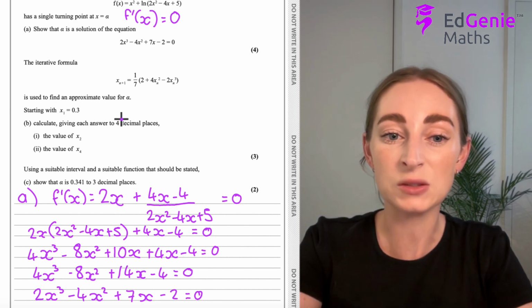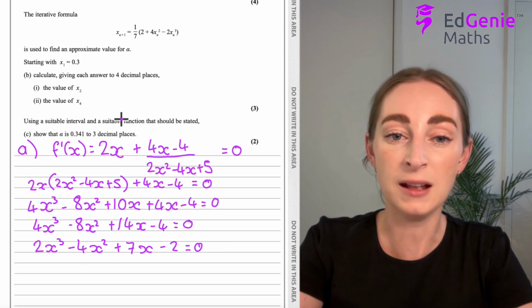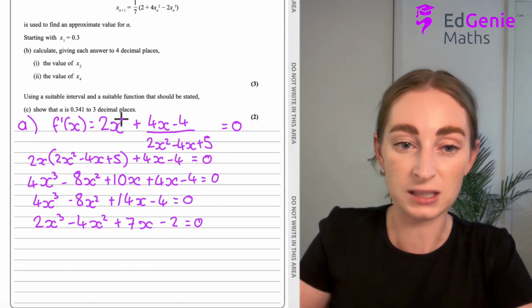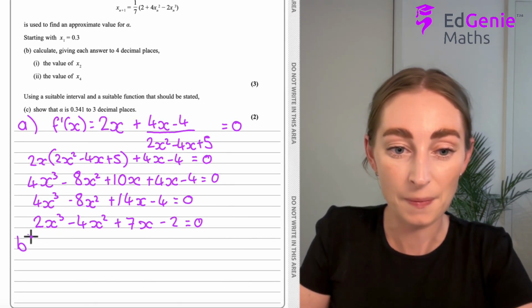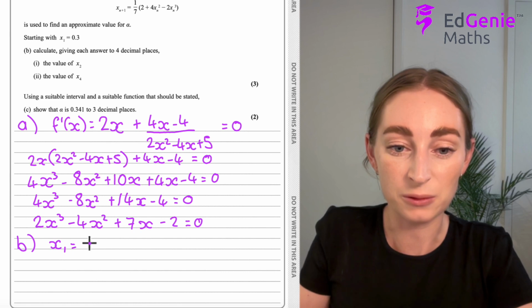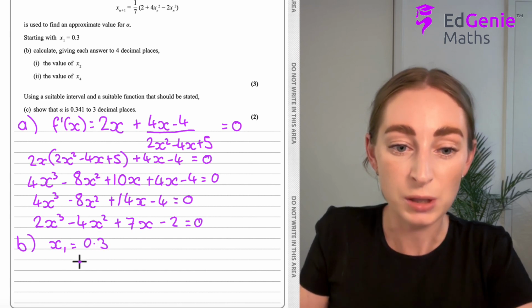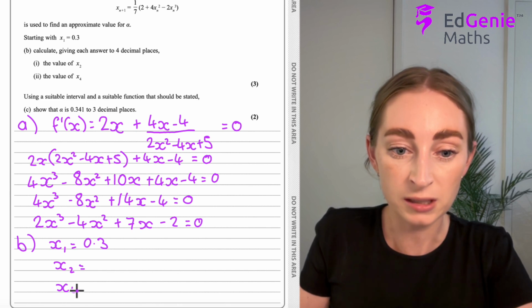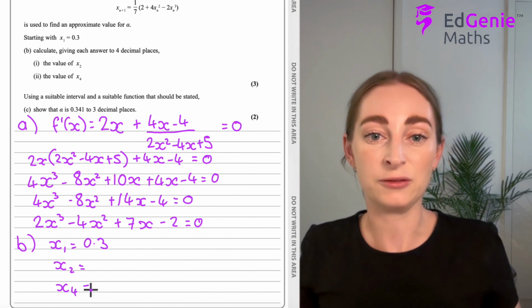Starting with x1 equals 0.3, we've got a few values to find. So x1 equals 0.3. We want to find x2. We don't care about x3 for some reason. And then we're going to find x4.